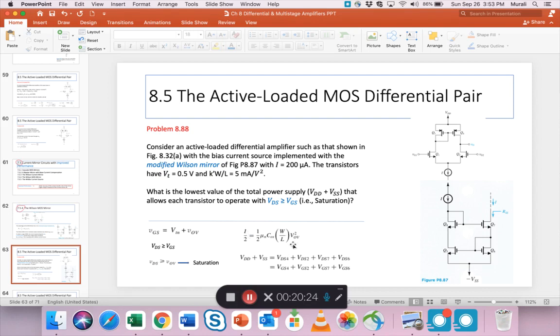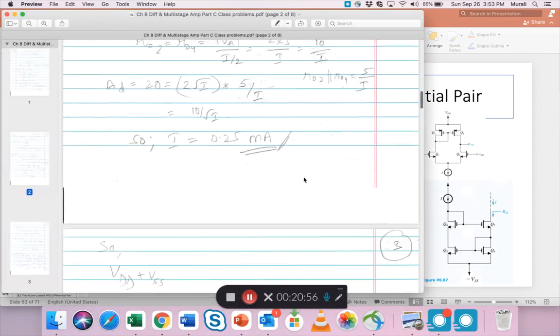So one of the formulas to use is this, because we have to find VOV. It's not given. And then this VDD plus VSS, if all transistors are in saturation, then each one of them has to have a voltage greater than its own VGS, right? So those are the two big formulas I thought were important to solve this problem.